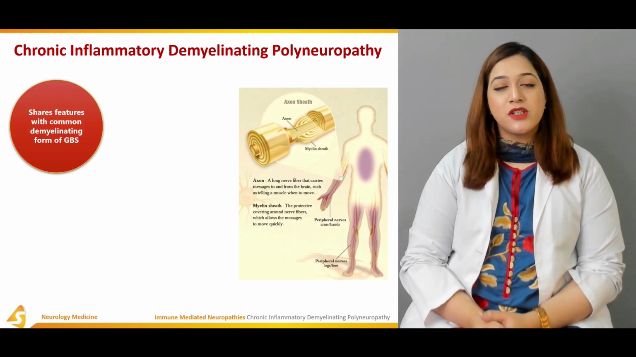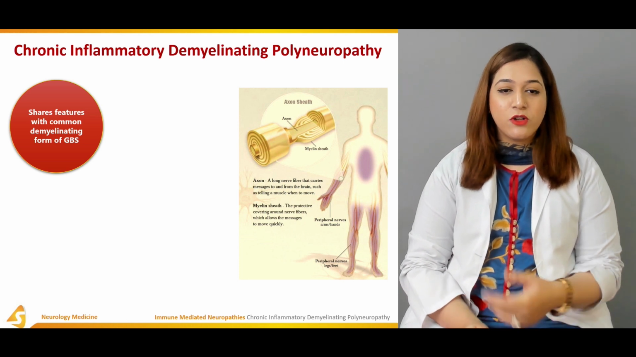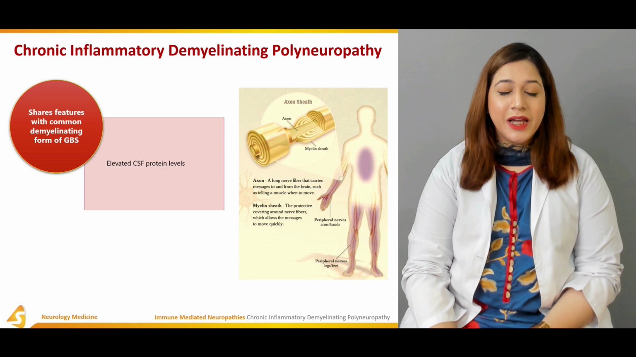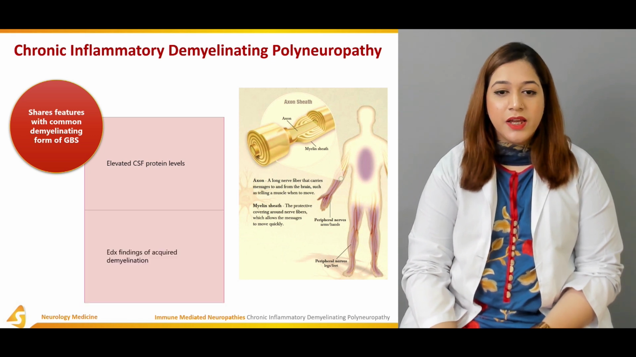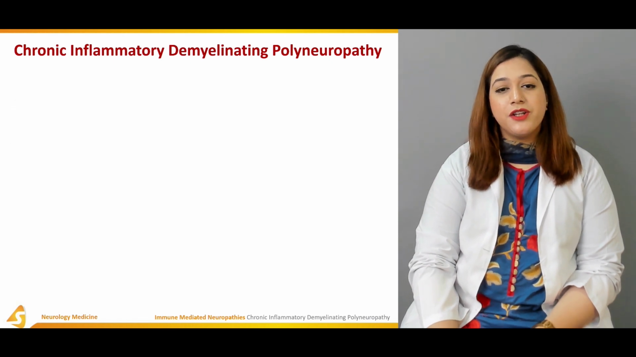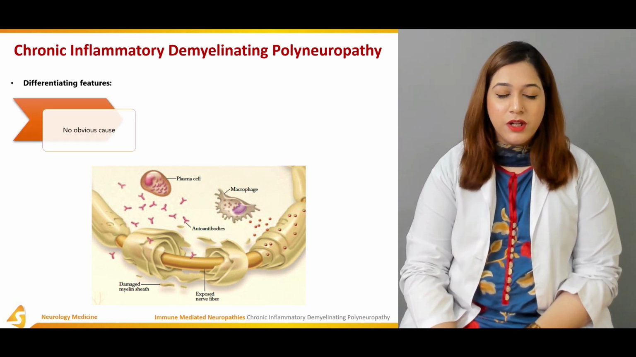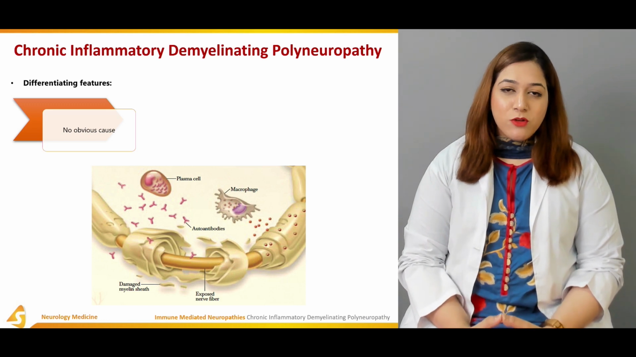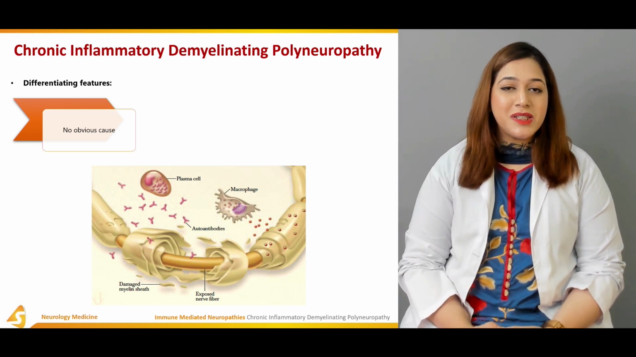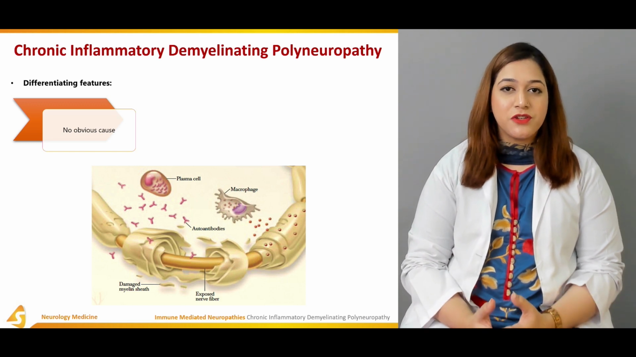Whilst the process is quite similar to its acute relative, Guillain-Barré syndrome, or GBS for short, it shares many common features, some of which are elevated CSF protein levels and electrodiagnostic findings of acquired demyelination. There are a number of differentiating features between these two neuropathies. In most cases, patients with CIDP do not identify a preceding viral or infectious illness, so there is no obvious cause in case of CIDP.